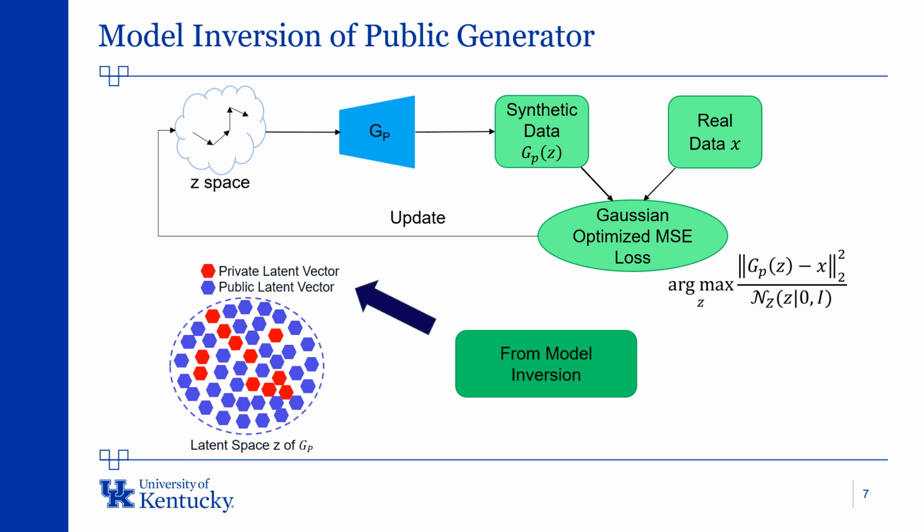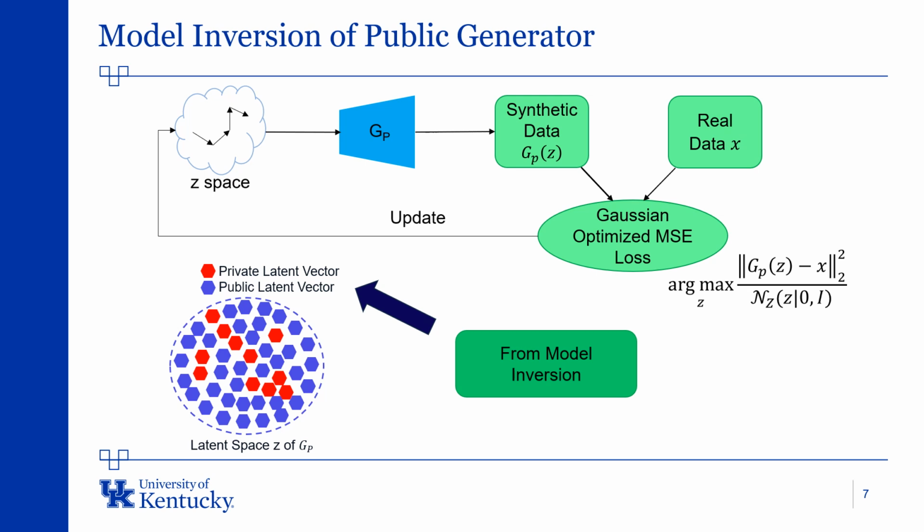Model inversion of public generator. To obtain synthetic representations of both public and private data as given by the public generator, we employ this model inversion process. We begin by feeding a random noise vector to the generator that is already trained on public data and its weights are frozen.